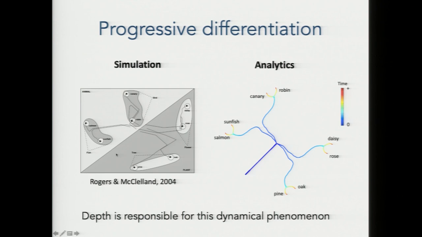And this is one of those examples where it wasn't actually about nonlinearity. This particular phenomenon was just about depth, and you can recover most of the behavior from this deep linear network.